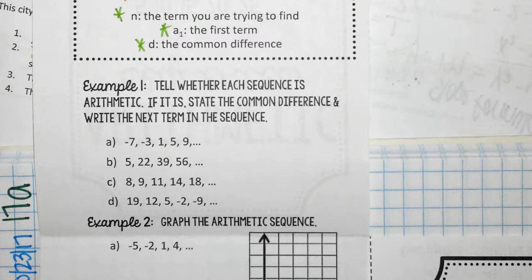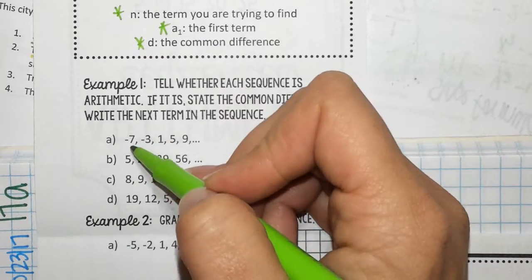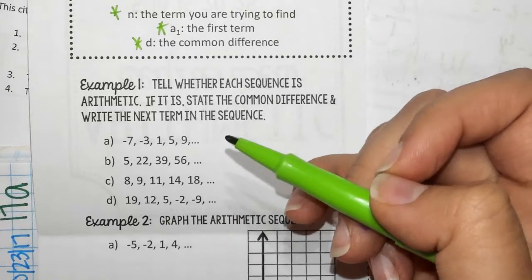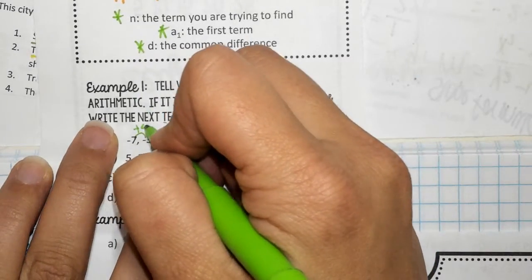So what we're going to do for the first 4 is tell whether each sequence is arithmetic, and if it is, state the common difference and write the next term in the sequence. So the first thing you have to look for is how it's increasing. So how much does it increase from -7 to -5? Positive 4. So we're going to write plus 4.